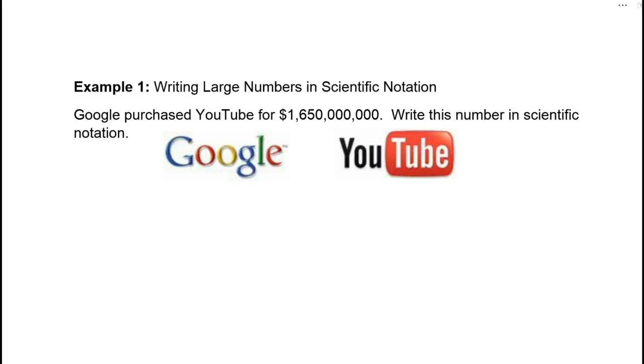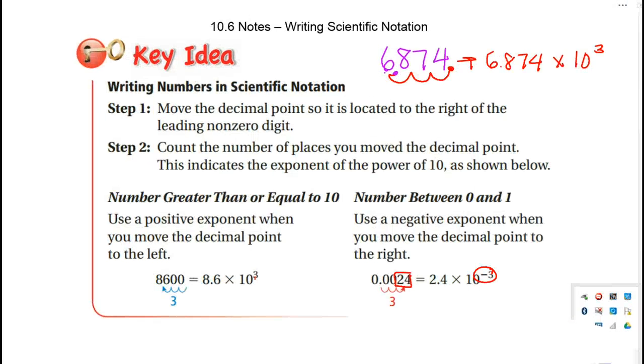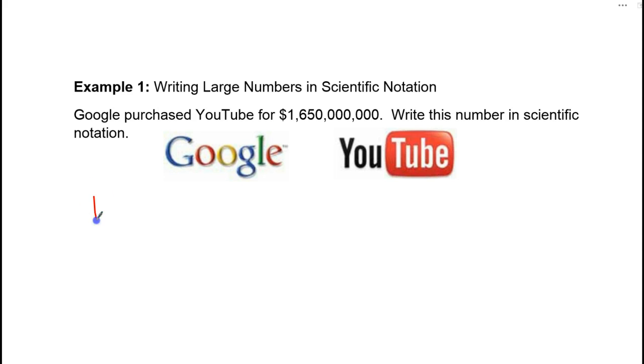So, example 1, Google purchased YouTube, this is a true story, for $1,650,000,000. So I need to write this number in scientific notation. So the first thing I'm going to do is write the original value, 1,650,000,000. I think that's right, 1, 2, 3, 4, 5, 6, 7.